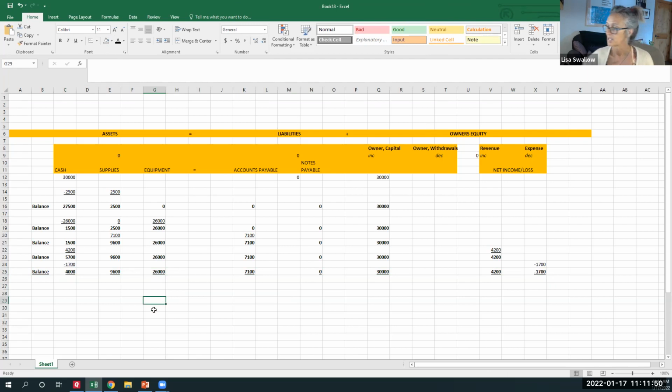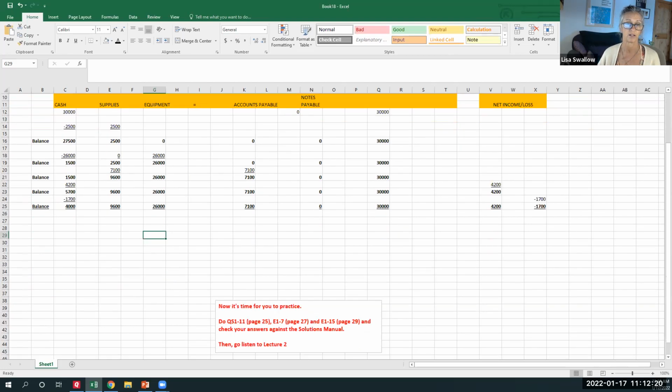Okay, so I'm running the tape across my assets, 4,000 plus 9,600 plus 26,000. So I'm just going to pencil that out. I've got 39,600 in my assets right now. On the liability side, I've got 7,100 plus equity is 30,000 plus 4,200 minus 1,700. Awesome, I've got 39,600 on the right side of the equation as well. Let's go to the next transaction.